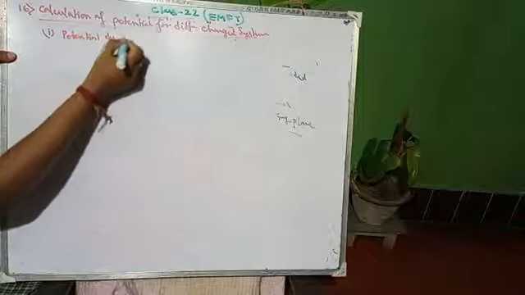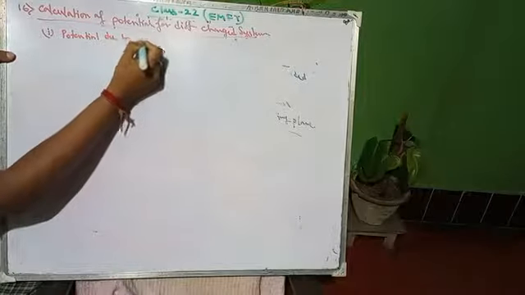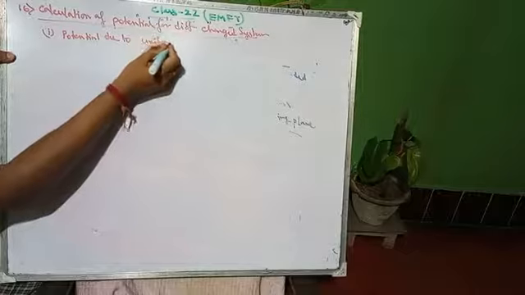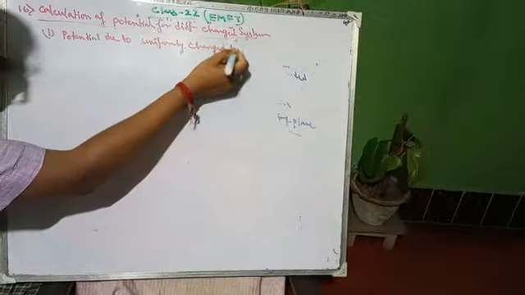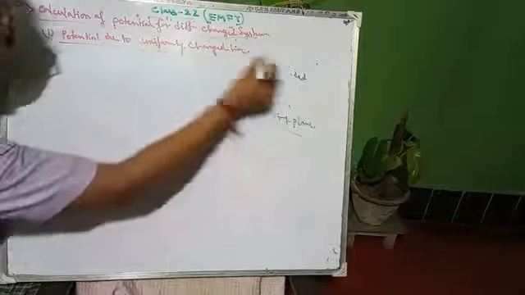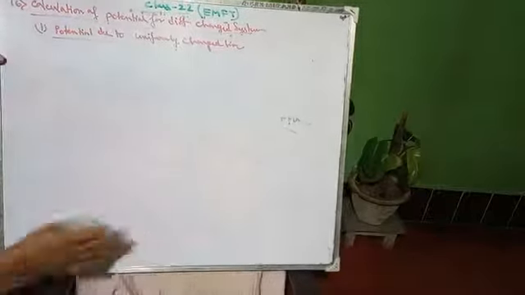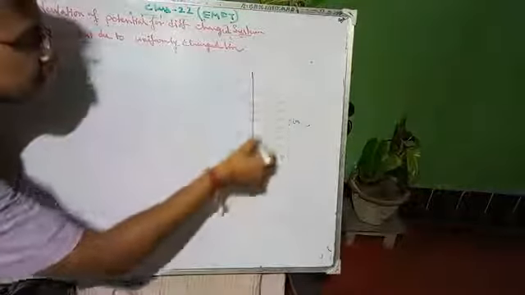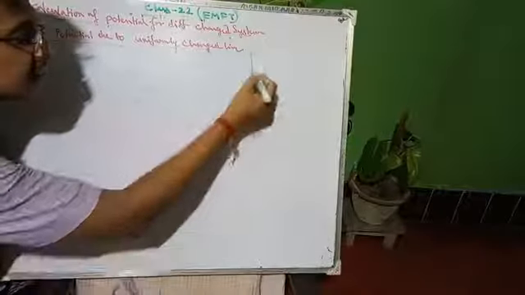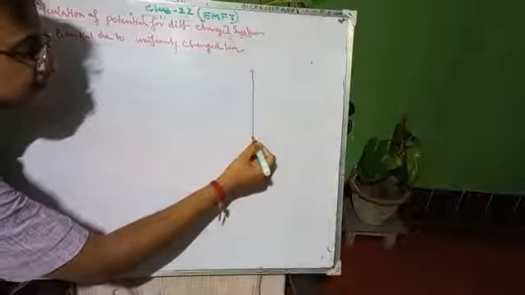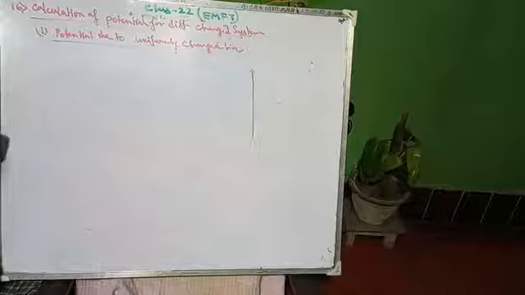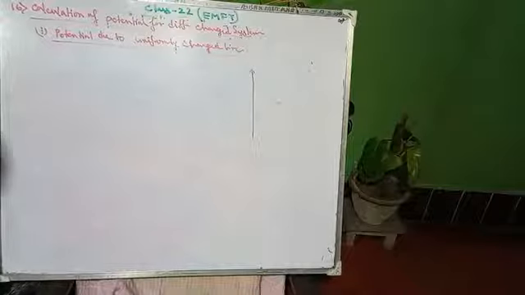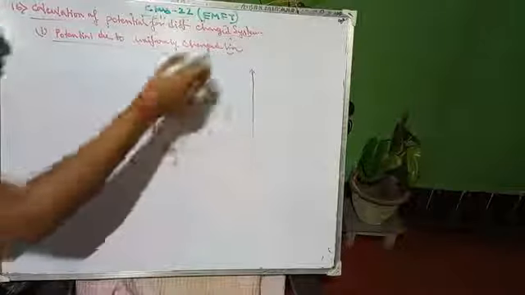Potential due to a uniformly charged line. So what do you mean by a uniformly charged line? That means if we consider a line which is charged uniformly, what will be the intensity at any point at some distance from this line?